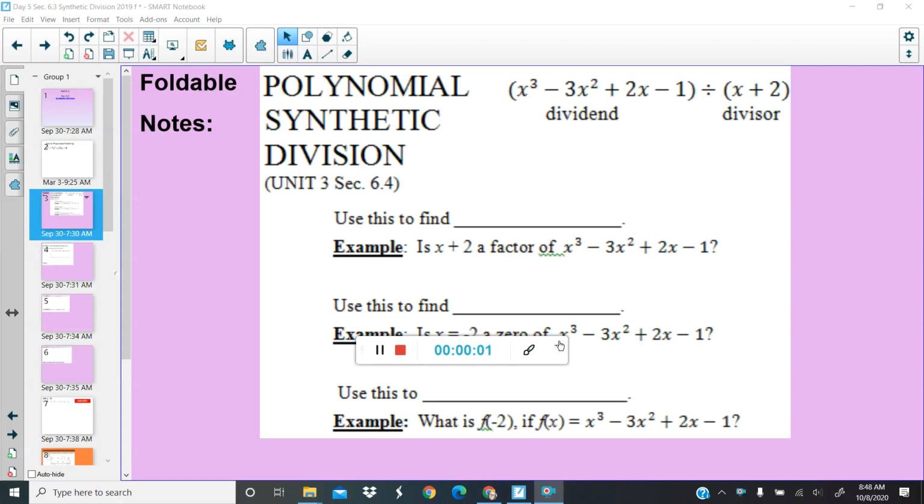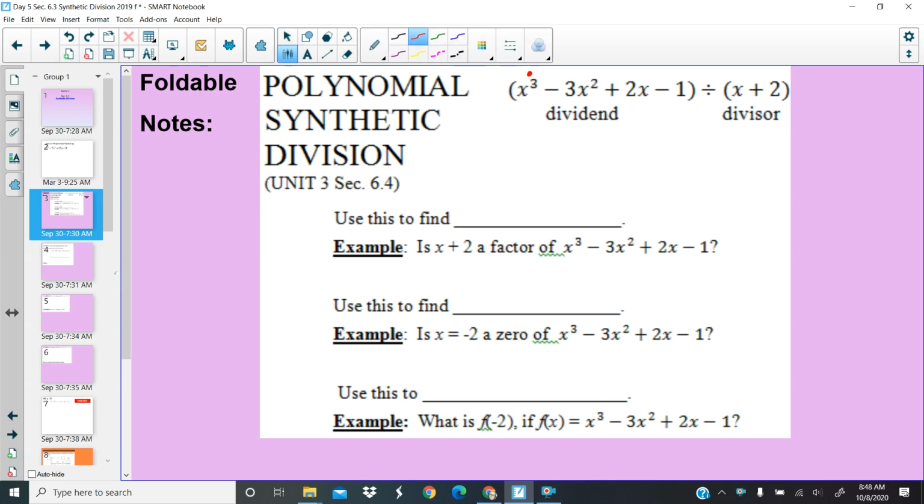Hey guys, so far we've looked at polynomial graphs and we've looked at zeros, maximums, minimums, multiplicity and behavior, all that good stuff. So today we're going to start doing something else with polynomials, and that's dividing them. As of right now, if you saw something like this, you don't really have a method to divide that.